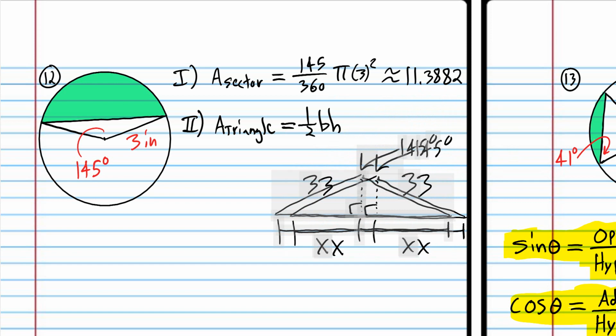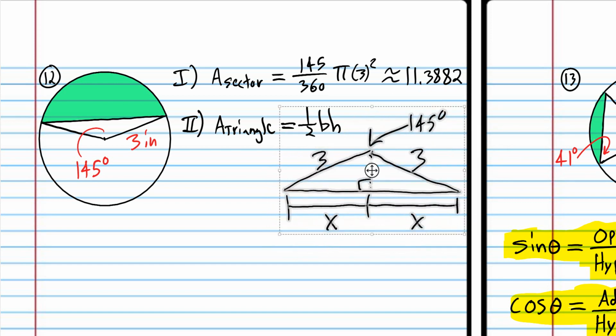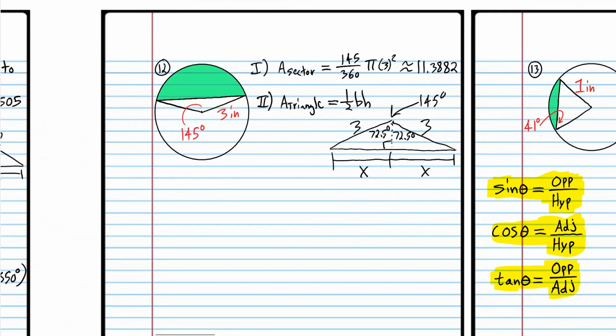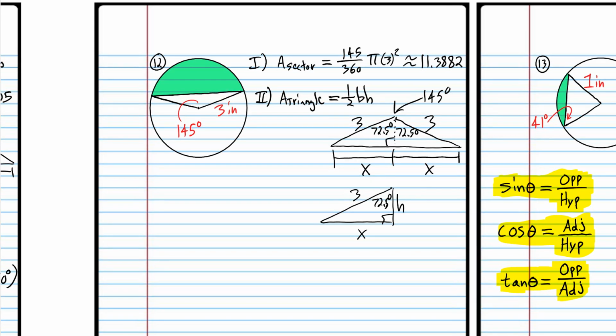So 145 divided by 2, you can do that in the calculator if you need to. 145 divided by 2 is 72.5. 72.5 degrees, 72.5 degrees. And we're going to pull out the left triangle. Again, it doesn't really matter which triangle you pull out. They're both going to be the same. They're both congruent. And we're going to call that the height, and this side is obviously x.